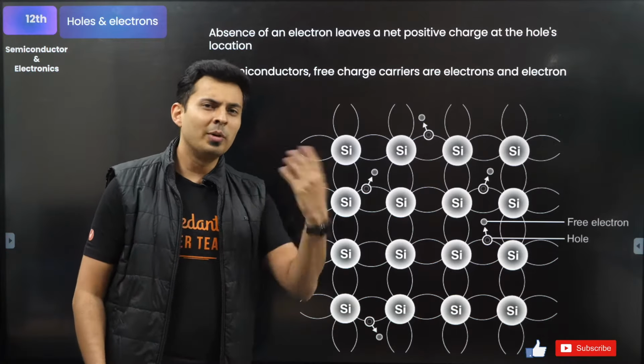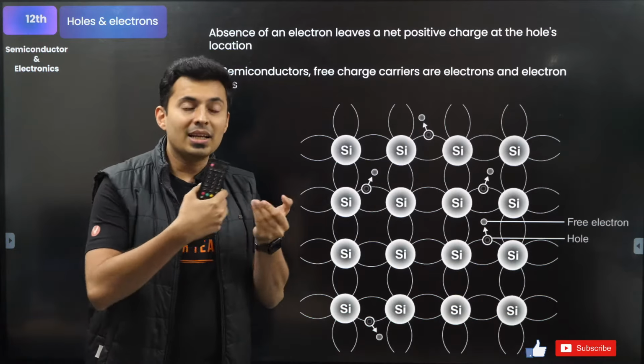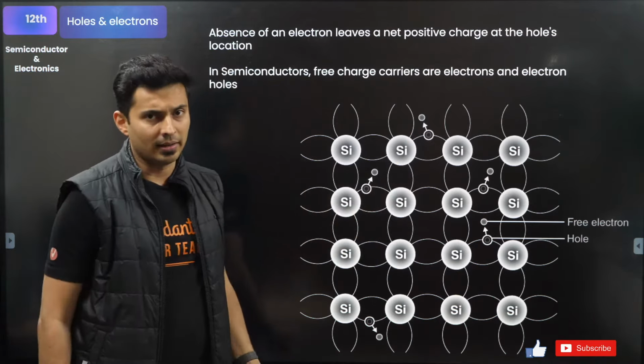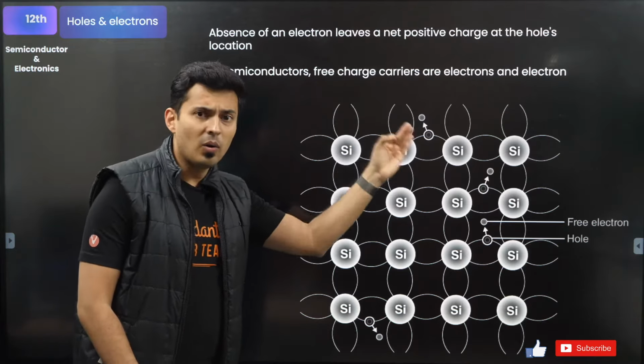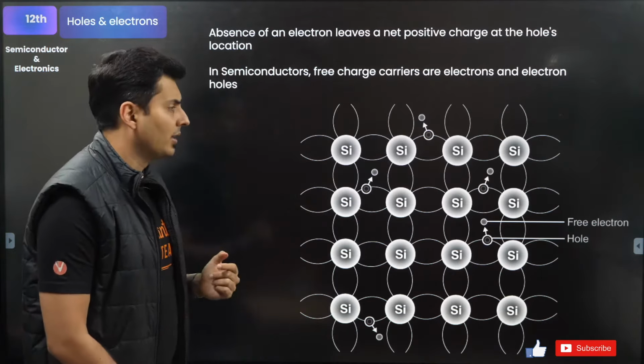a battery. The moment you connect a battery, you will see the electrons and the holes keep flowing, and that is what constitutes the current. So this is how the flow of electricity occurs in case of any semiconductor.